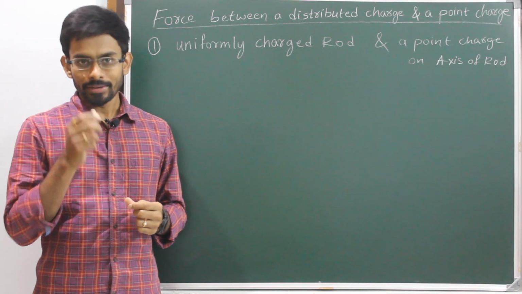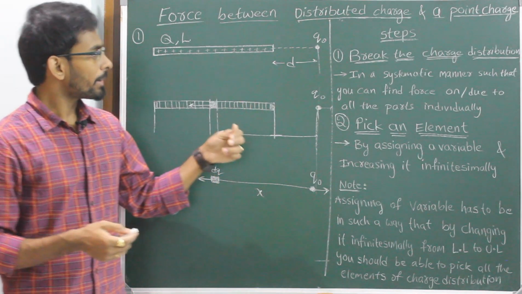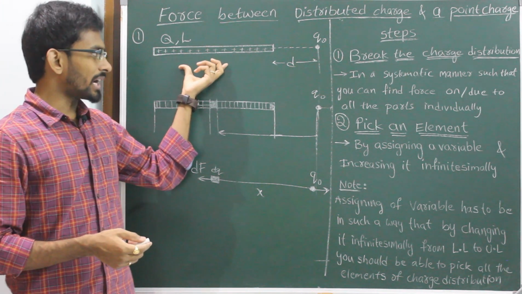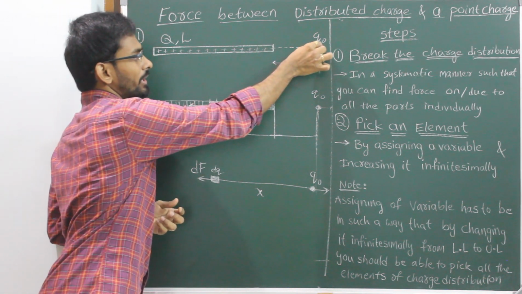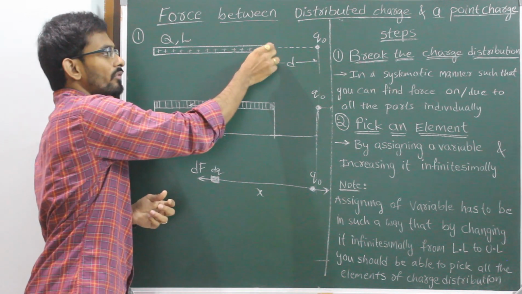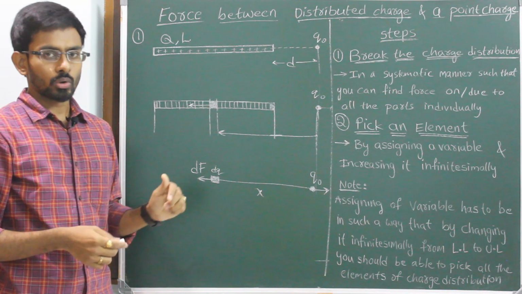Guys, I'll explain the entire process step by step. So let us look at the first step. As we cannot apply Coulomb's law for a distributed charge and a point charge because we cannot find the distance between this point charge and the rod, because the distance of each and every part of this rod is different from the point charge. So what do we do?